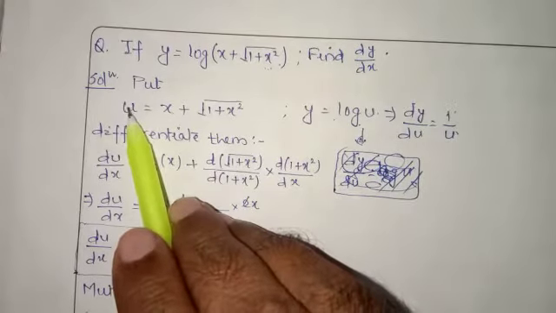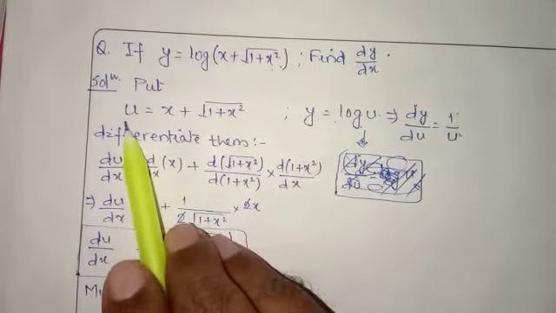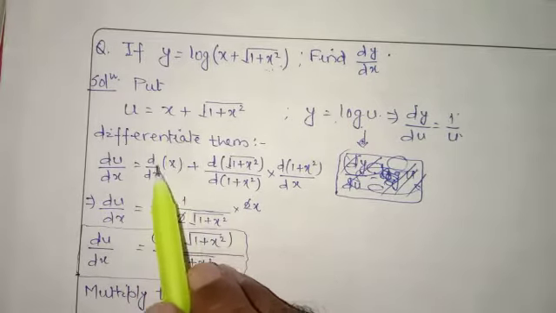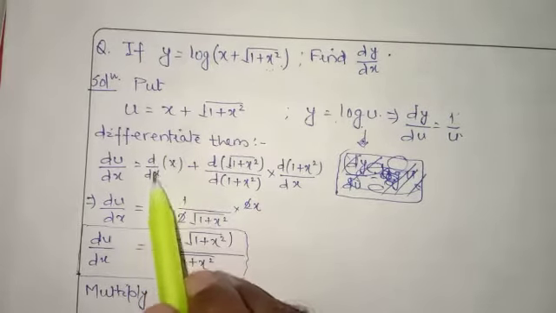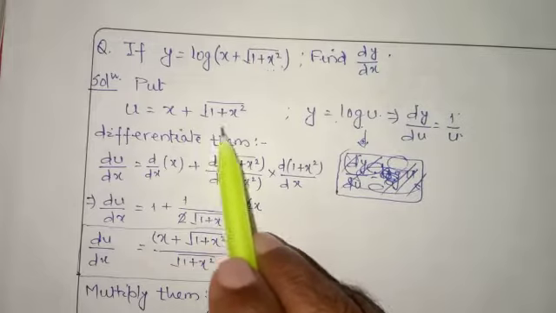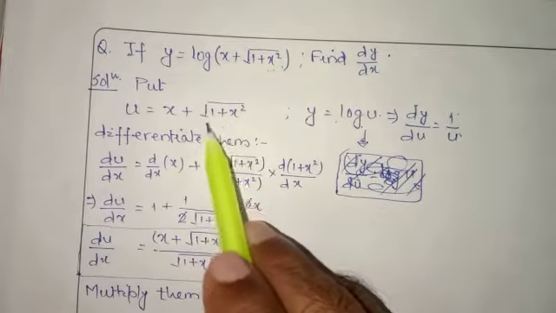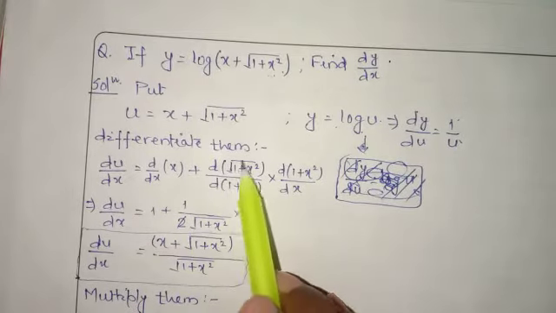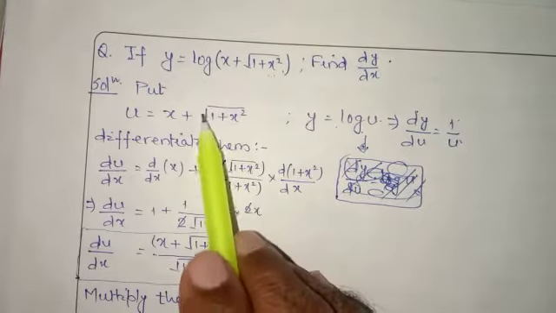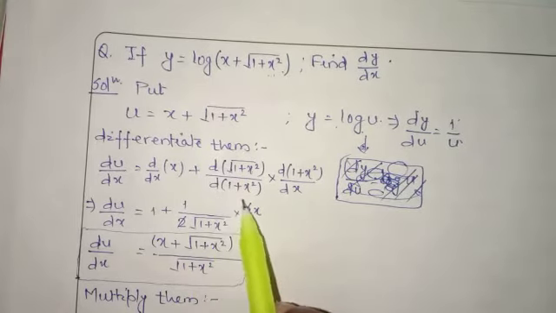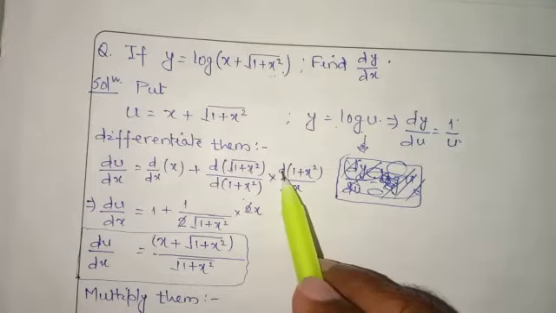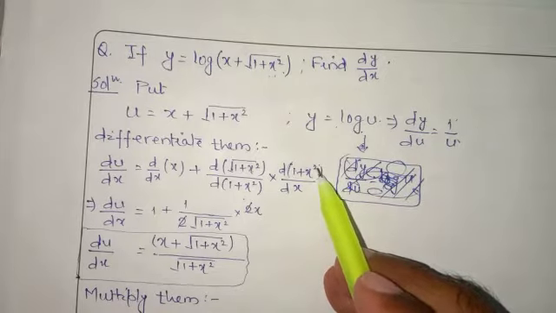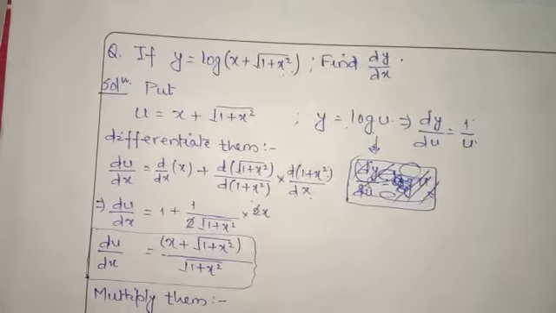This is a function of u and x, so it should be du upon dx. Differentiation of x is equal to 1, so first write that. Plus the differentiation of under root 1 plus x square, according to the chain rule: omit the first under root, so it becomes d of 1 plus x square, multiplied into d of 1 plus x square, again omit the power 2, with respect to dx, because 1 is constant.